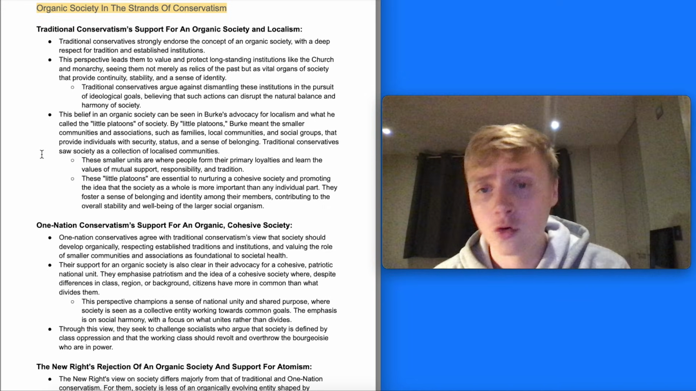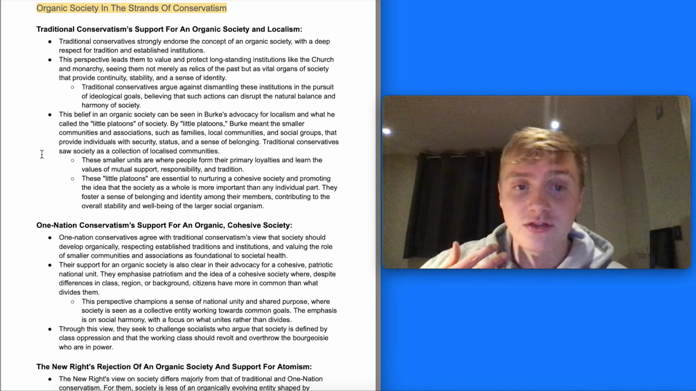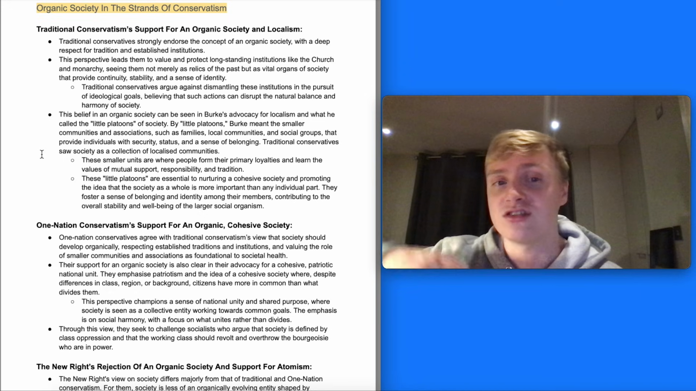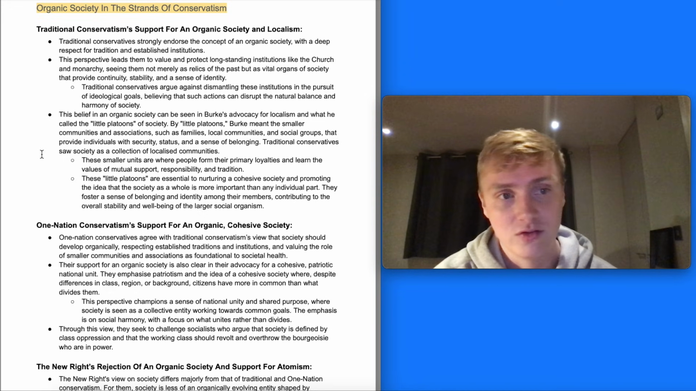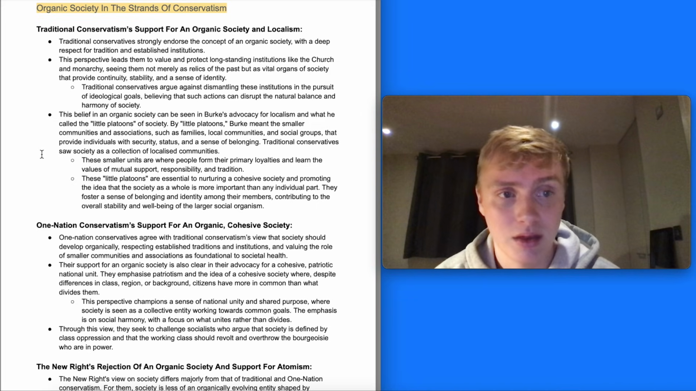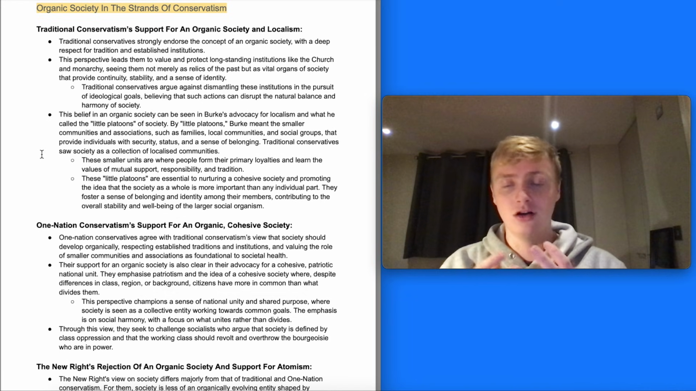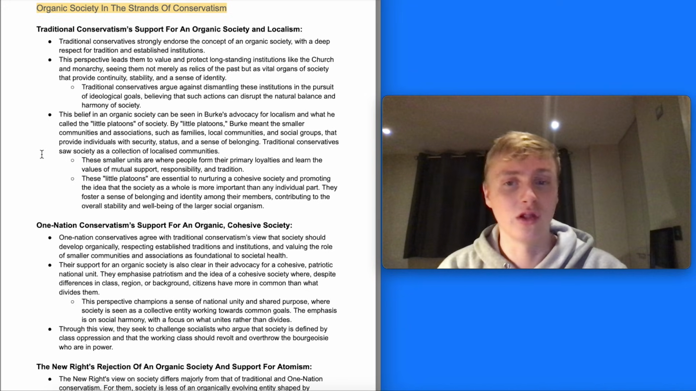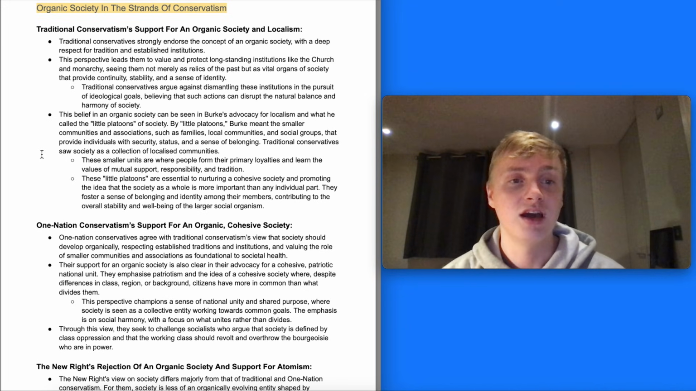And this support for organic society can be seen in Burke's advocacy for localism and little platoons of society. So by little platoons, he meant smaller communities and associations, such as families, local communities, social groups, scout groups, for example. I think it was a key example he often used, that provide individuals with security, status, and a sense of belonging. So traditional conservatives saw society as a collection of localized communities, which have naturally developed with lots of different parts, which are all important to the whole, but the whole of society is more important.